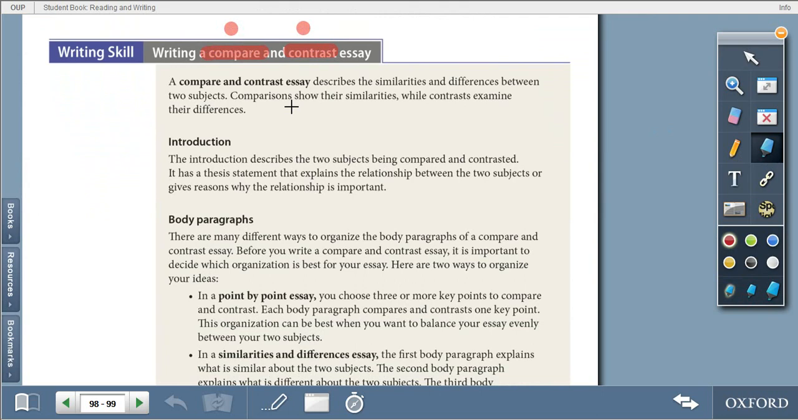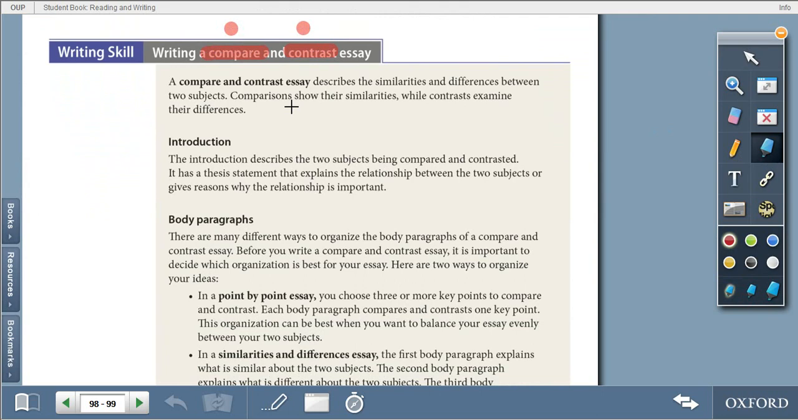If you compare any two products, or two TV programs, or school and university, government school and private school, there are so many things in everyday life where we compare and contrast.